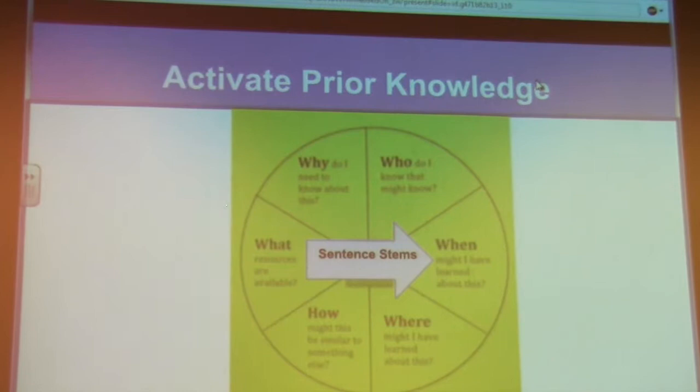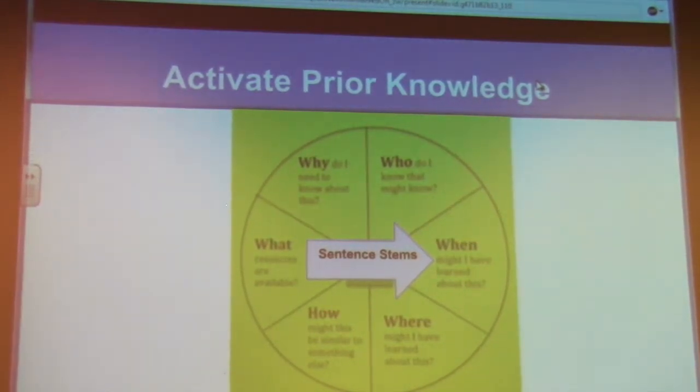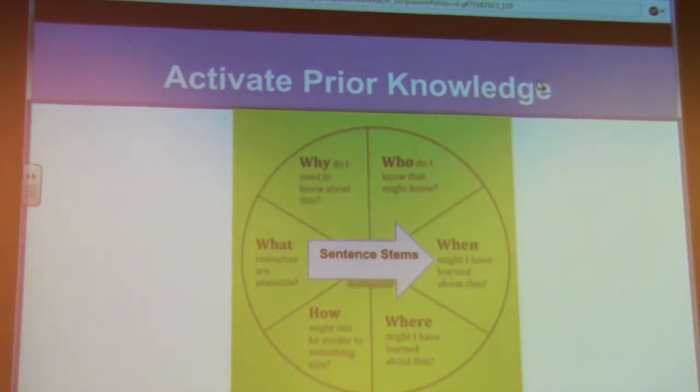The exercise you just engaged in is called sentence starters. The diagram that you see on the PowerPoint is what we would like you to fill in. This will help activate your prior knowledge of sentence stems. So the first one is, why do I need to know about this? You can fill this in by why you need to know about sentence stems and anything like that. Who do I know that might know? So who you might know that knows about sentence stems.